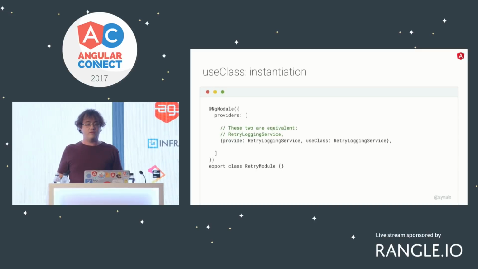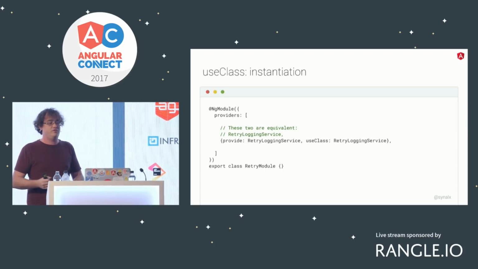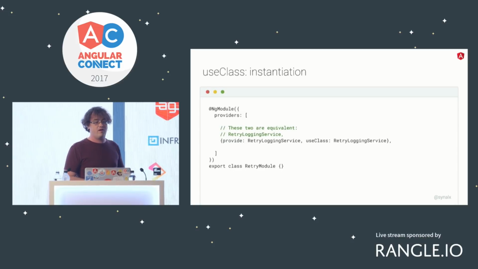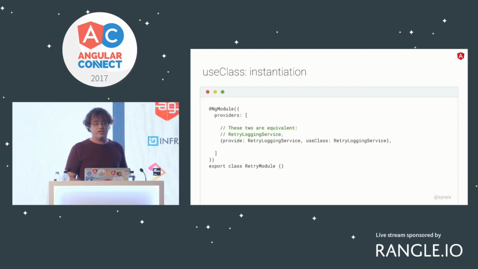A lot of the time, though, the class that needs to be instantiated is the same class you're using for the token, right? You don't have a separate interface and implementation. You're just providing a service. And so Angular has some syntactic sugar for expressing that. You just list the class in your array of providers. And so the two that are listed here are actually equivalent. Both specify that RetryLoggingService should be provided by instantiating itself.